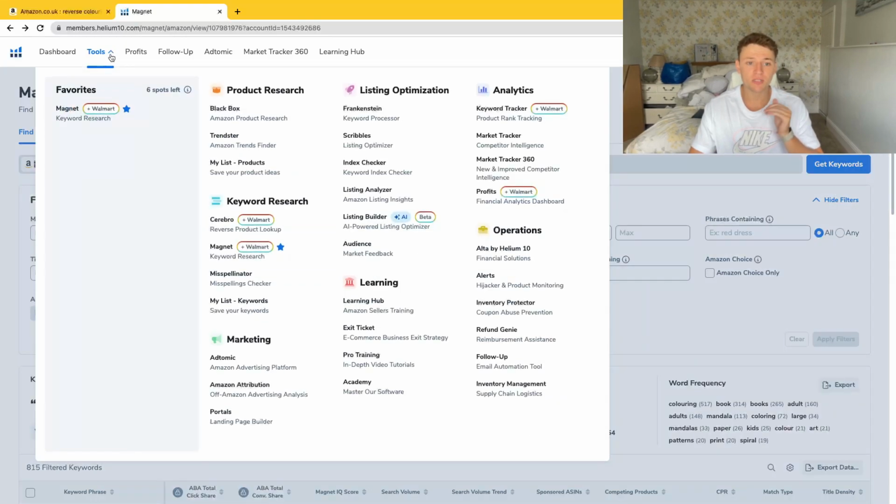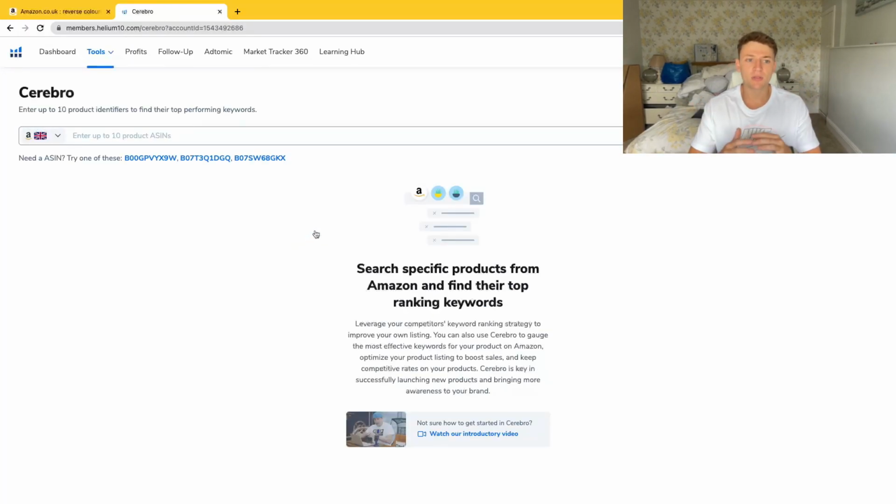So the next tool on Helium 10 we're going to be using for our keyword research is Cerebro, which is Helium 10's reverse product lookup. Now there are a few reverse product lookup softwares out there online, some of them are free, but Cerebro is by far the best in terms of you get so many more keywords for your searches. You're able to filter them a lot more efficiently and the data is so much more accurate. So don't just think that any reverse product lookup is exactly the same. Cerebro's is by far and away the best on the market at the moment.